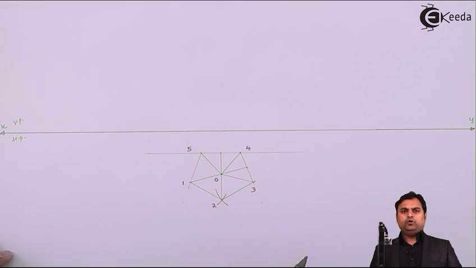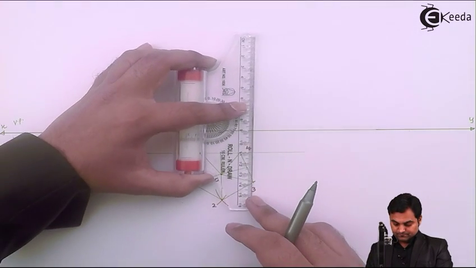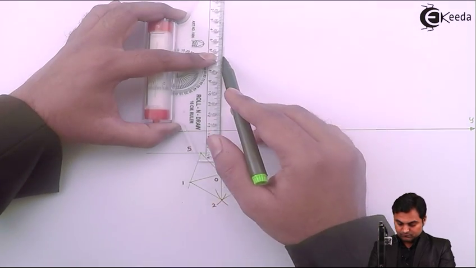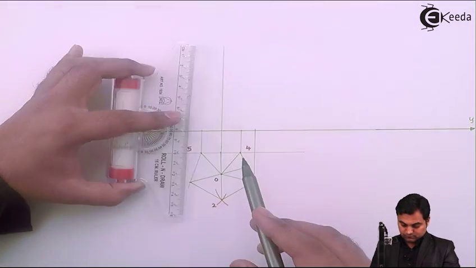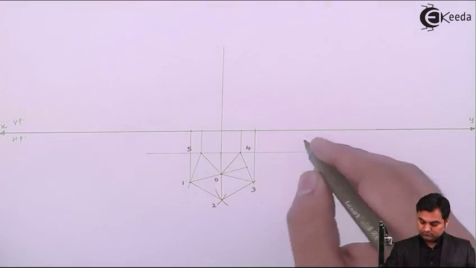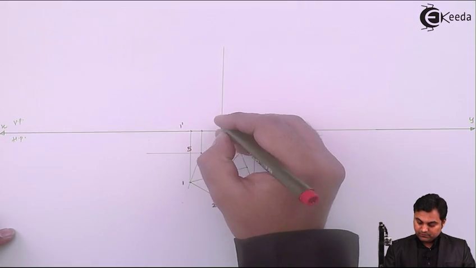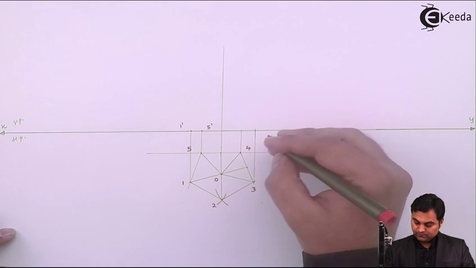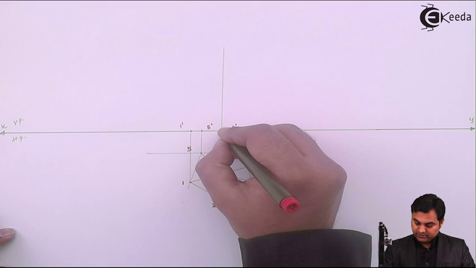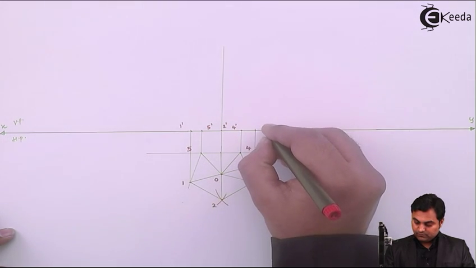Now, after getting the top view, I'll project the front view of this pentagonal pyramid. Giving the notations, this is 1 dash, here we have 5 dash, 4 dash, this is 2 dash, 3 dash.